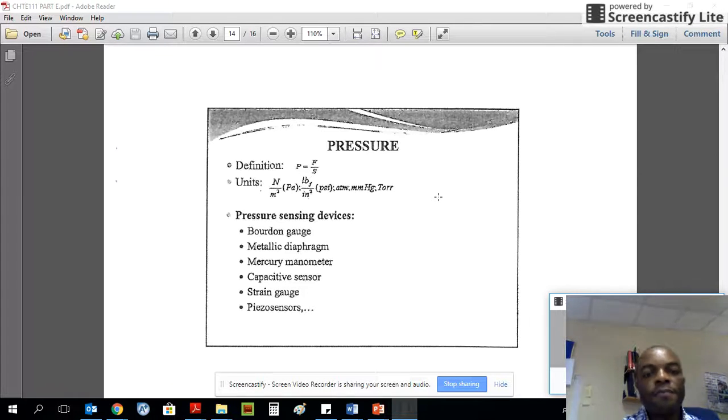There are different devices that can be used to measure pressure. Please, I advise you to go through our recommended textbook to have an idea on those pressure sensing devices, which include mercury manometer, capacitive sensor, strain gauge, and so on.